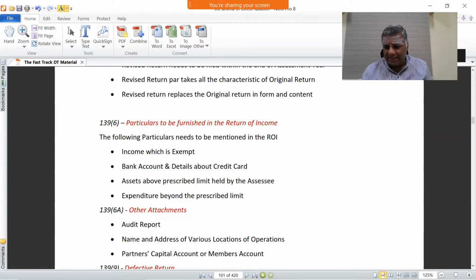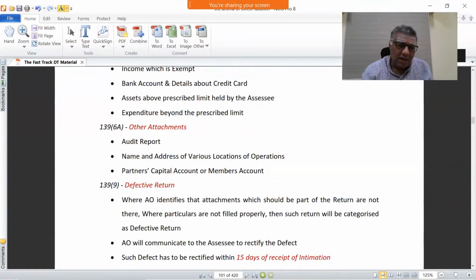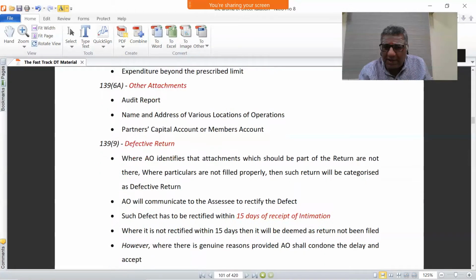Today 26AS gives you all these things: income which is exempt, bank account details, especially details about credit cards, assets above the prescribed limit held by the assessee, expenditure beyond the prescribed limit. And other attachments include audit reports, various locations of office and partners' capital account.